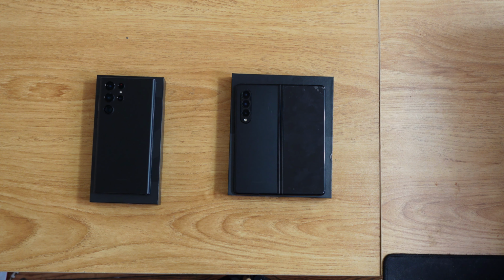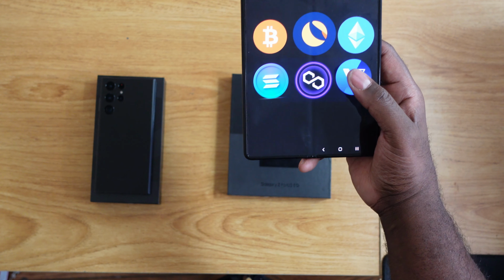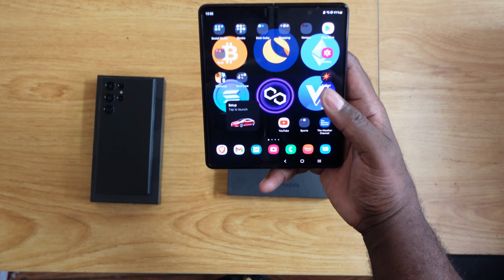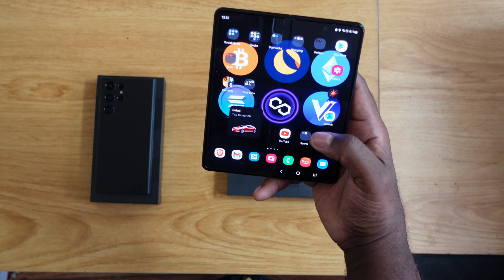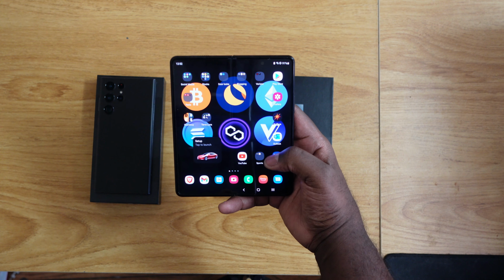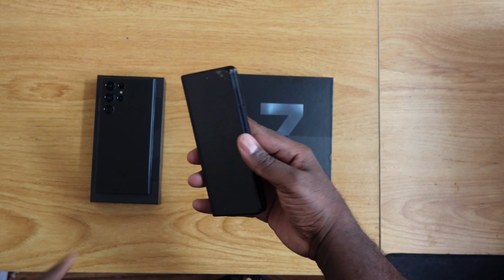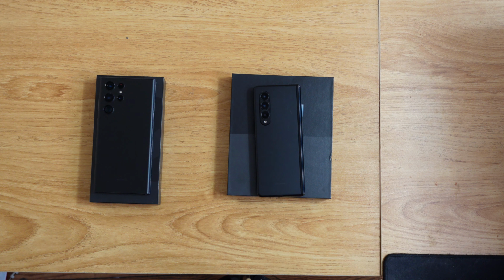It's only 12 megapixels, and the quality is pretty bad compared to the S22, or even the S20. Oh shoot, there you go. Yeah, even to the S20, the S20 camera is much better, and S21, of course. So they took a big step back.